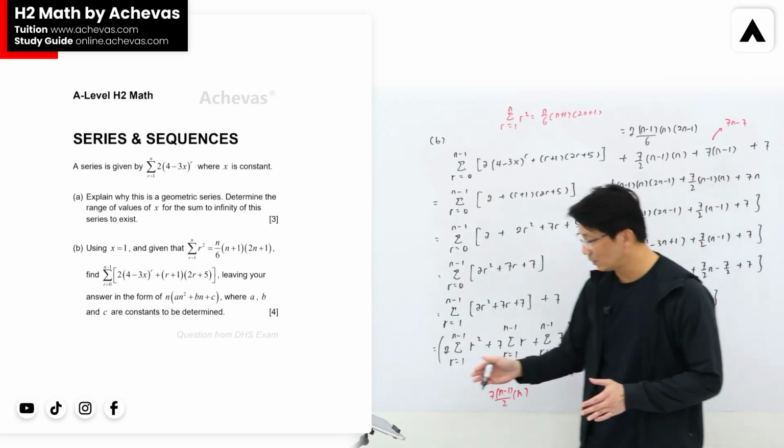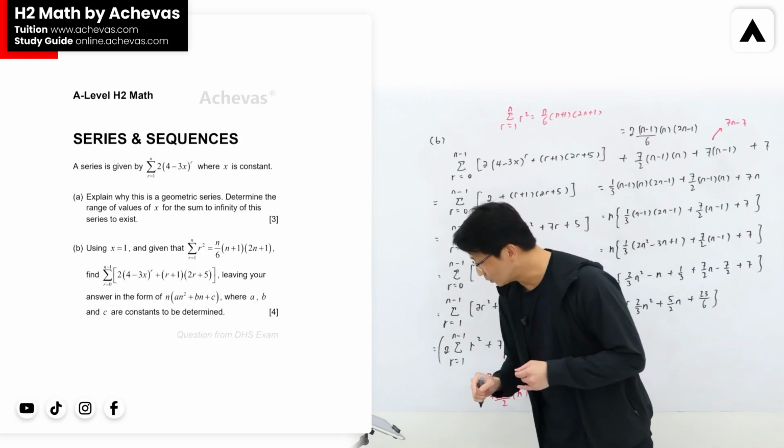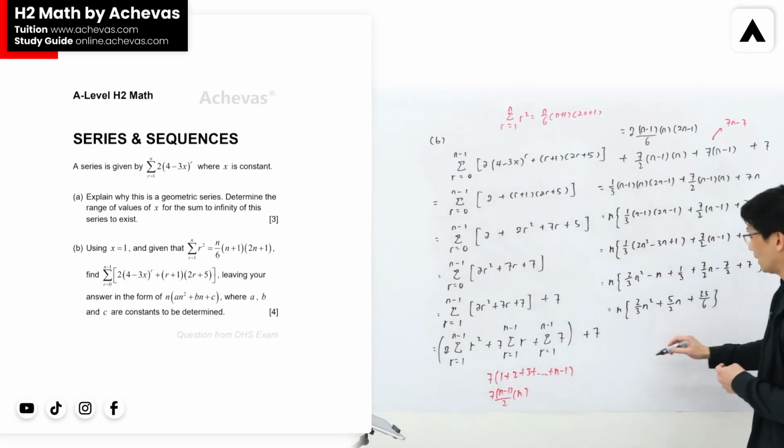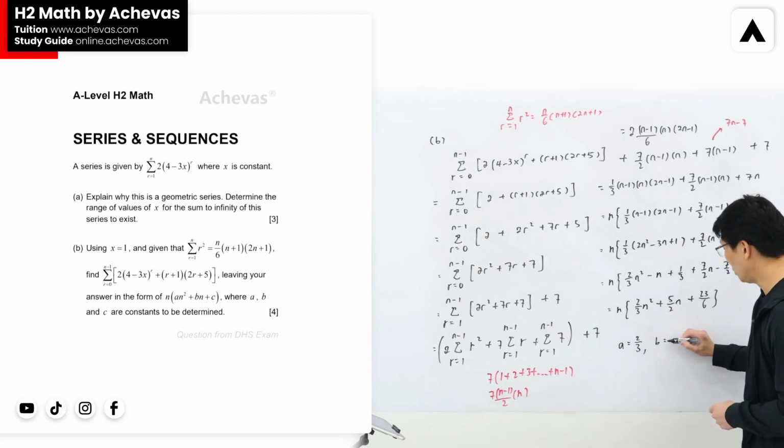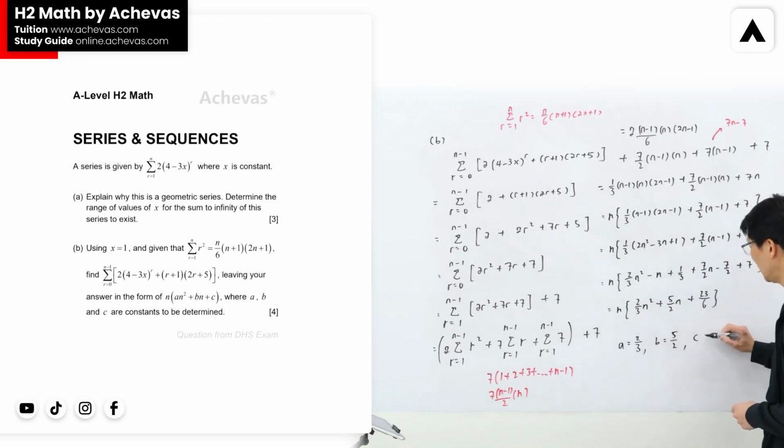And doing a comparison with the final result they want us to find, I can just write my final answer as A equal to 2 over 3, B will be equal to 5 over 2, and C is equal to 23 over 6.